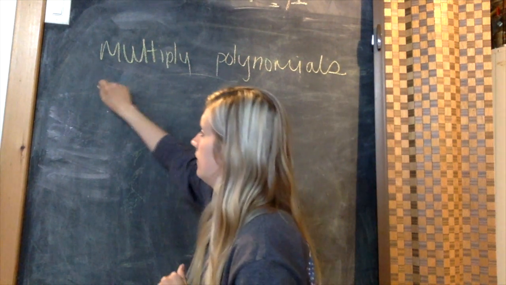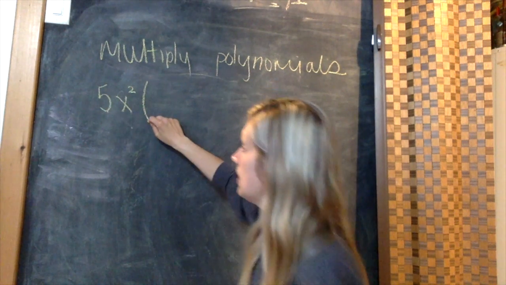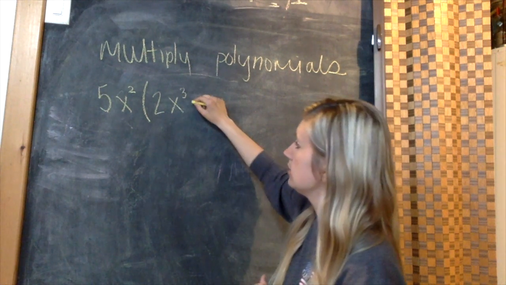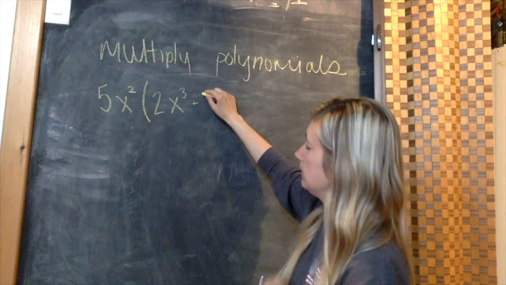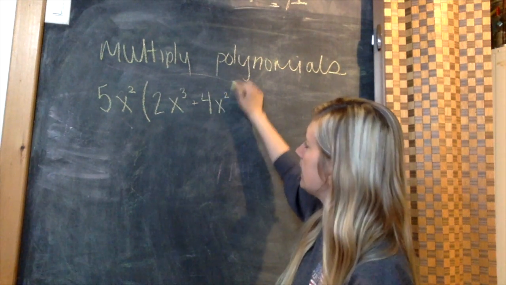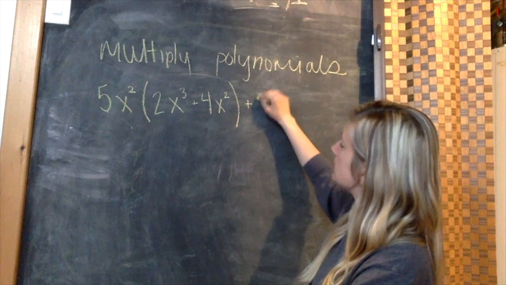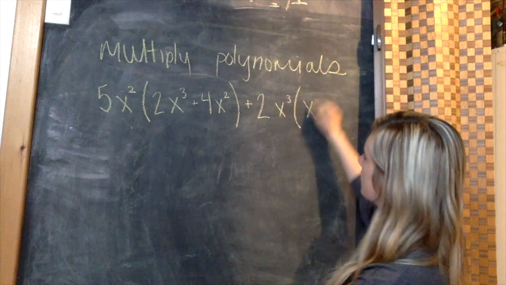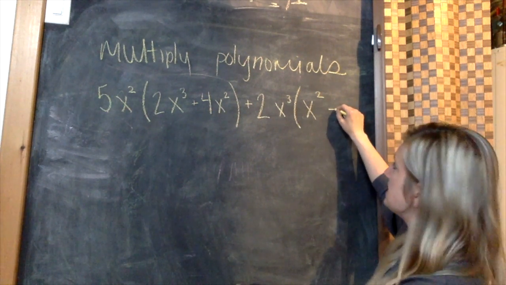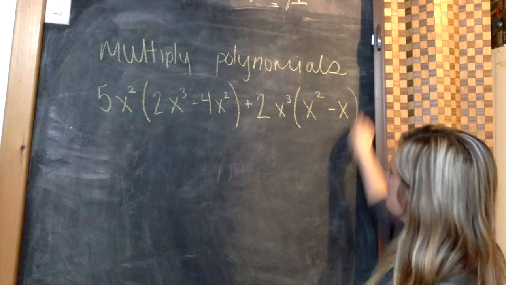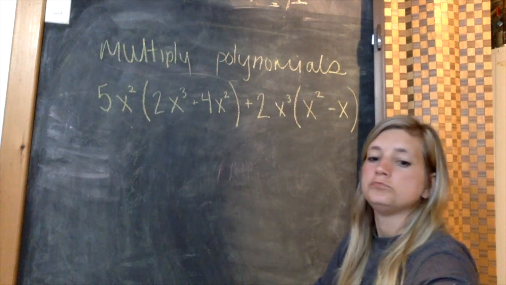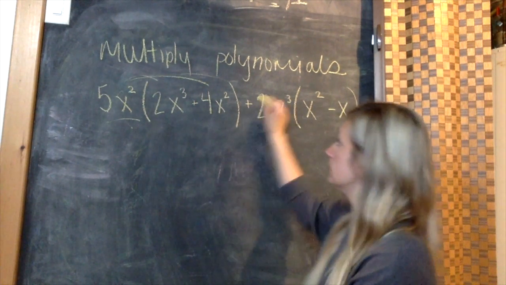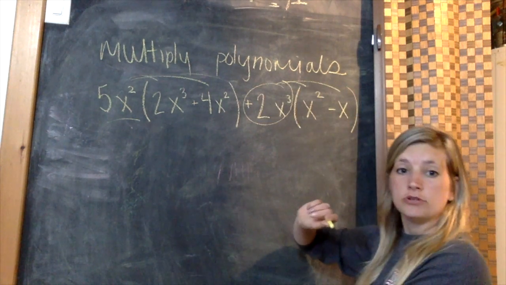All right, let's go with 5x squared times 2x to the third plus 4x squared plus 2x to the third times x squared minus x. All right, so again, one term, distribute it in, another term, distribute it in.